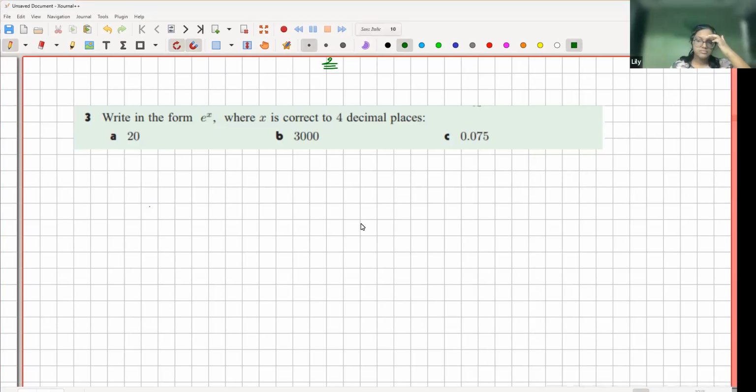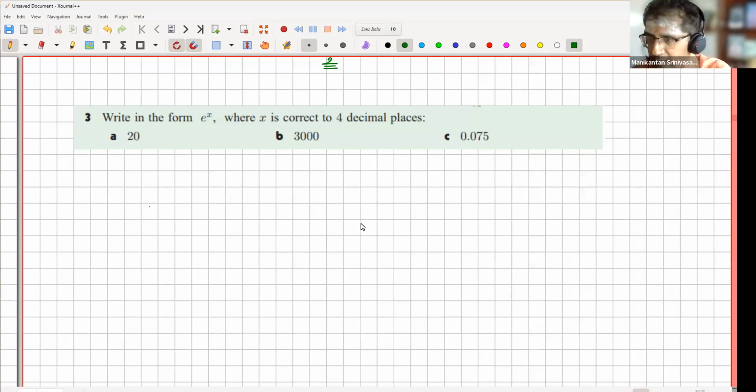So first one, Avya, can you help? 3A, what would you do with the calculator, because there are 4 decimals? What would you do in this case? So I'd just do ln 20, right? And then whatever the answer is, it'll just be e raised to the power of that. Exactly. Right in the form.